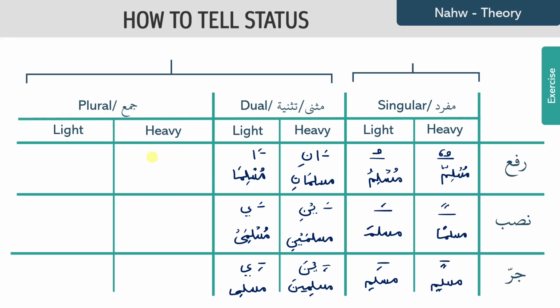For plural, it's a bit different. For plural, you have the feminine and the masculine version for both. So when you have the masculine version for plural, you add una at the end, or you will find in a word una at the end. So for example, muslimuna. For feminine, you find atun at the end. For example, muslimatun.